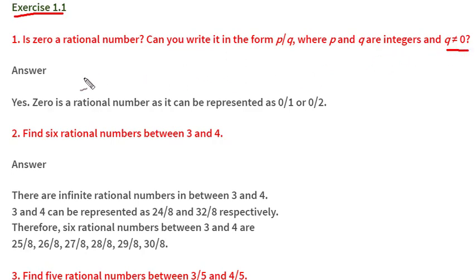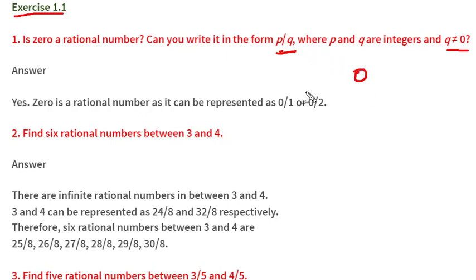Remember students, we have the definition for a rational number. A rational number is any number which can be written in the form of p by q, where p and q are integers and q is not equal to 0. So now the question is: is 0 a rational number? That means, can 0 be represented in the form of p by q?